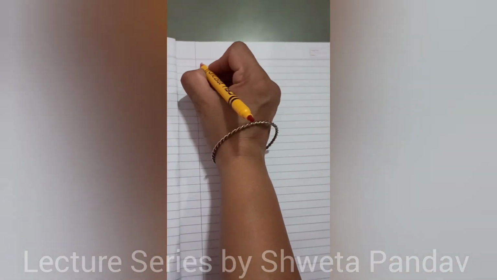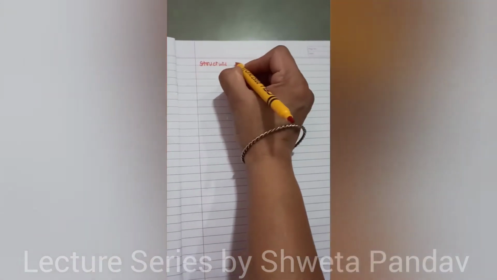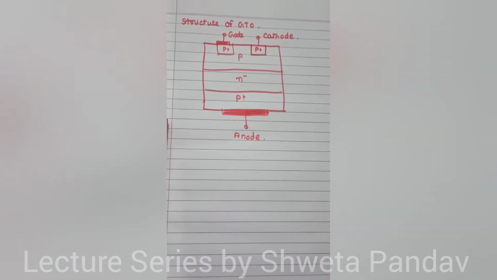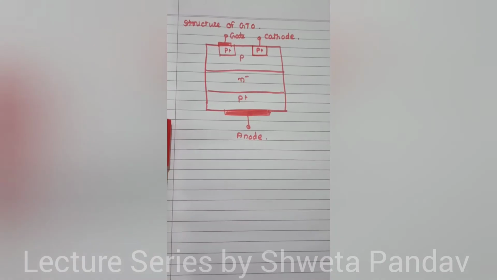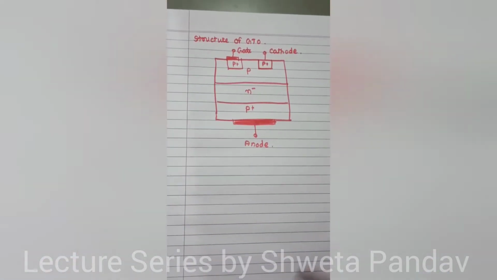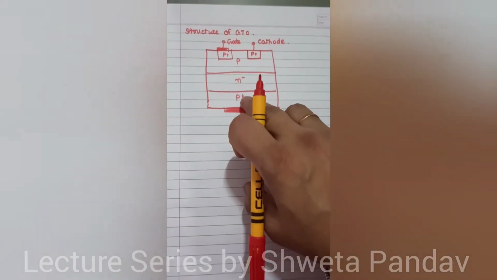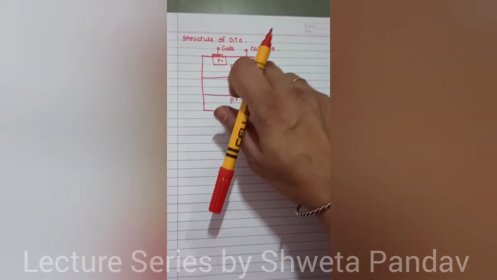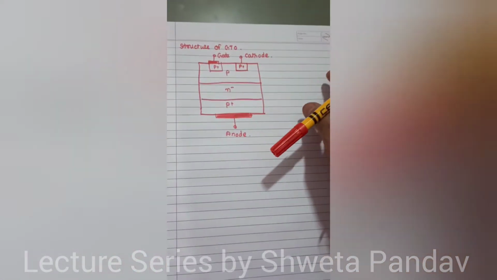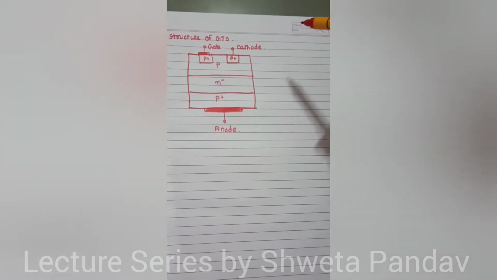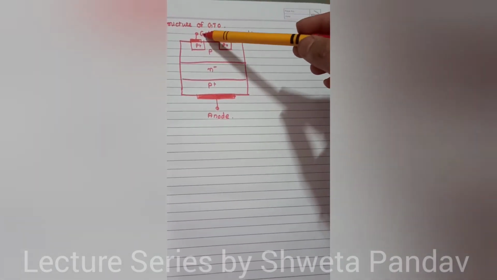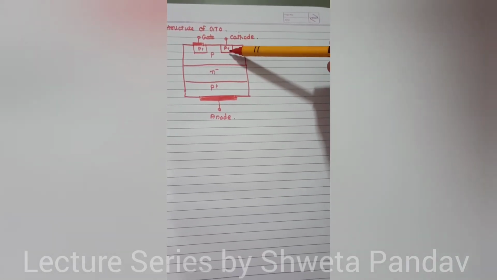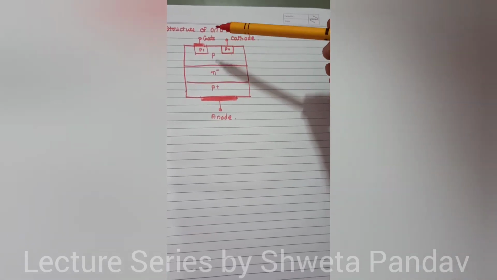Now the figure shows the structure of GTO. As we had seen, SCR is a 4-layer device, PNPN, but here we have a P plus region, N minus region, then P region and another two P plus regions. The terminals remain the same. In SCR we have 3 terminals. Similarly in GTO thyristor we have 3 terminals: gate, cathode and anode. Anode is connected to the P plus region, cathode is connected to the P plus region and gate is also connected to the P plus region.